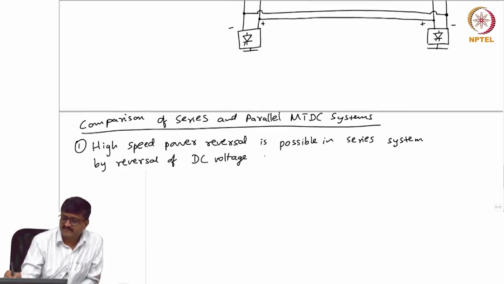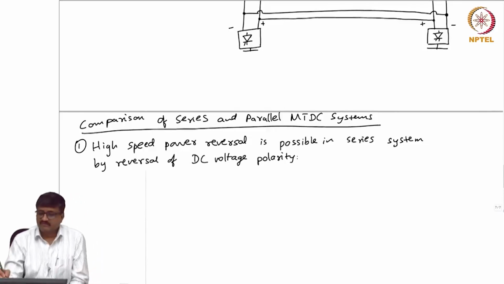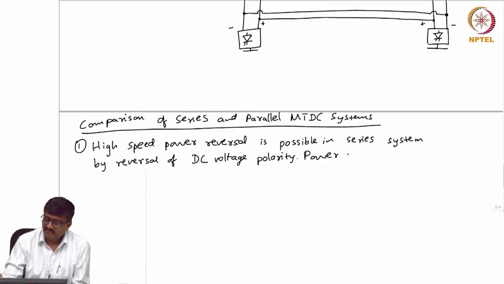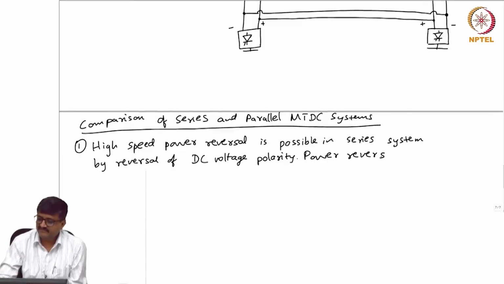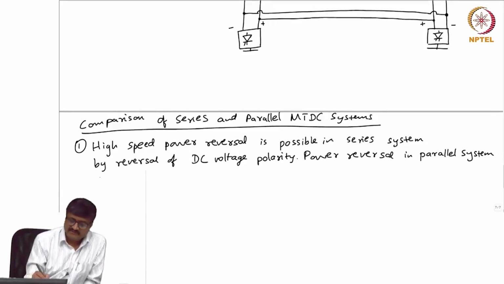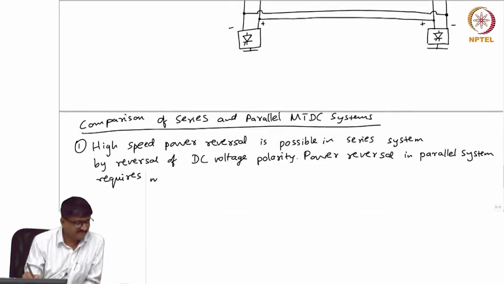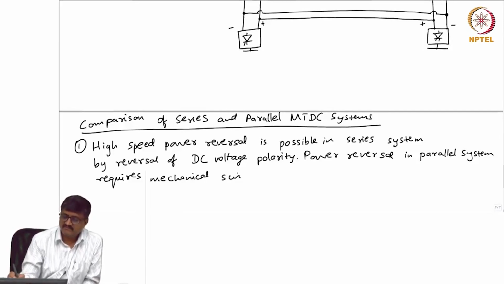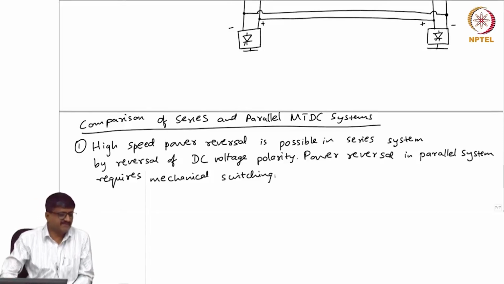By reversal of DC voltage polarity. So, when it comes to power reversal in a parallel MTDC system, power reversal in a parallel system requires mechanical switching. Because you can't just change the polarity of the voltage.